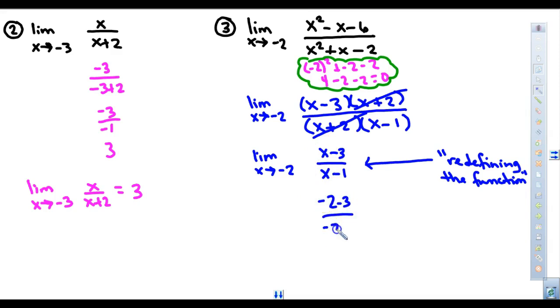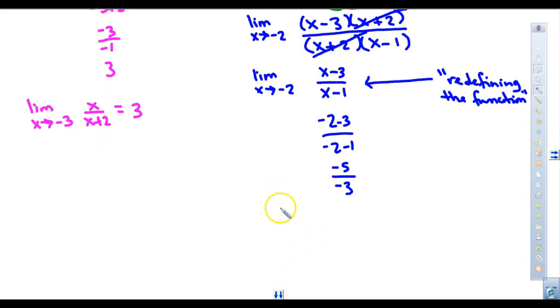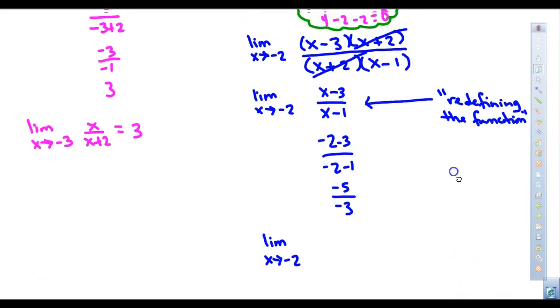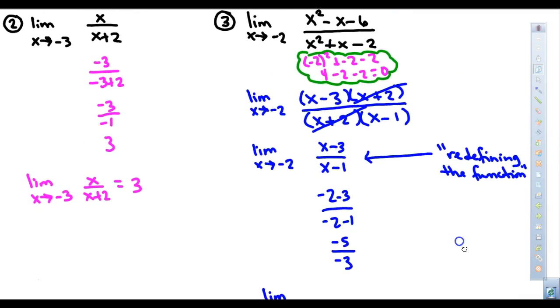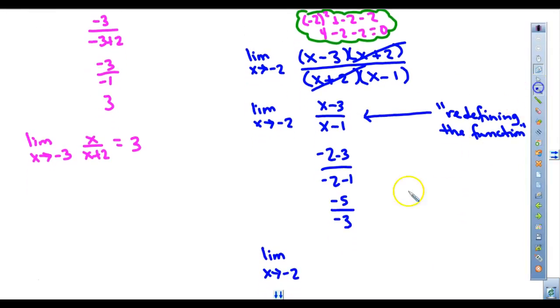Yes, I want to see this part because I love you. And this is going to give me what on top? -5. And on the bottom, what? -3. That simplifies to be a positive 5/3. So my limit as x approaches -2 of x squared minus x over 6. Yes, we need to write this down.